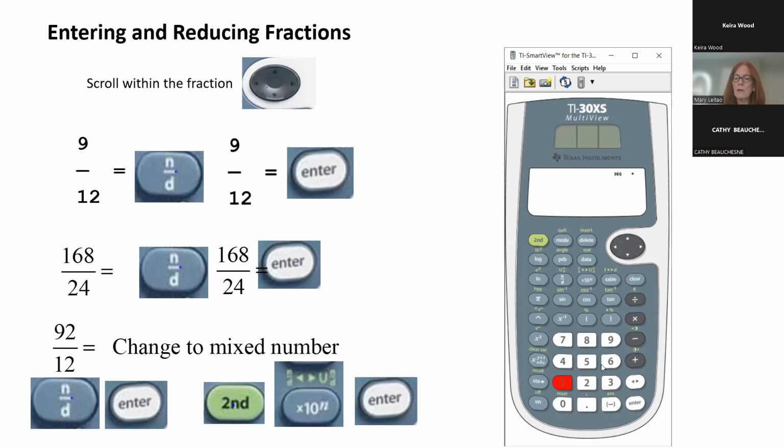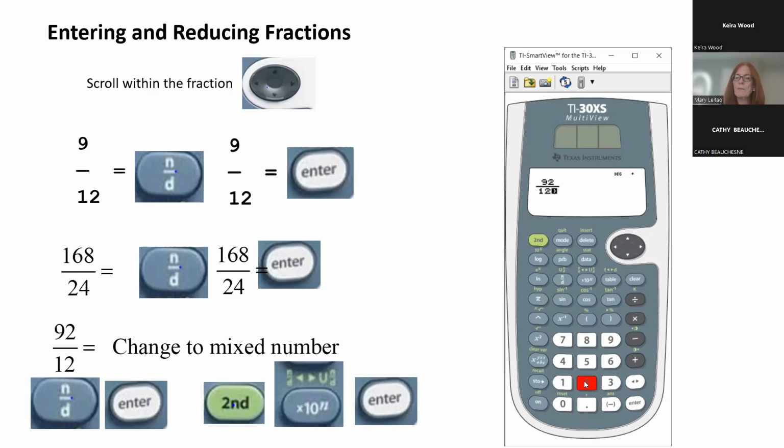So 168. Instead of hitting the fraction button first and then putting the top and the bottom number, there's an alternate way to do it. And that's to put the first number in that should be up in the numerator, and then hit the fraction button. And then the bottom number 24. When I simplify that by clicking enter, we get a 7. That's a whole number. Okay, clear. 92. Go back into a fraction.